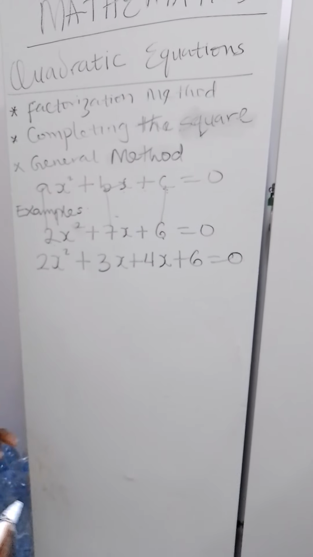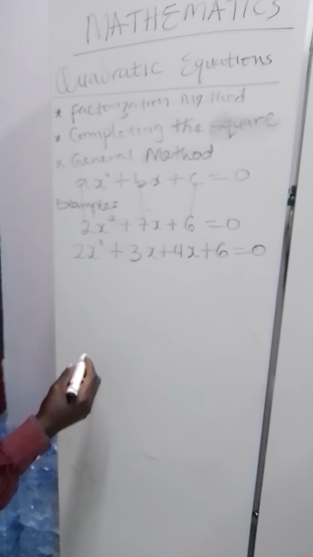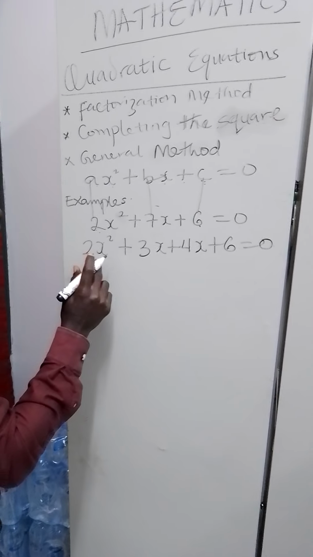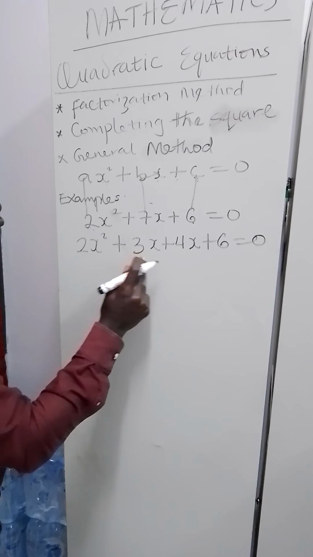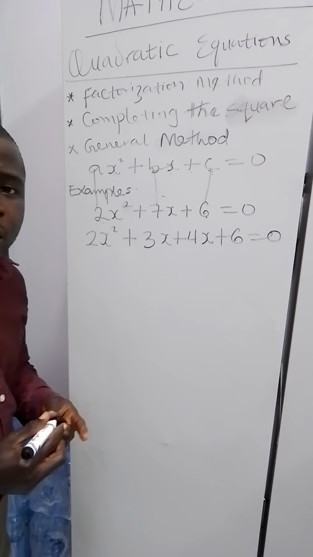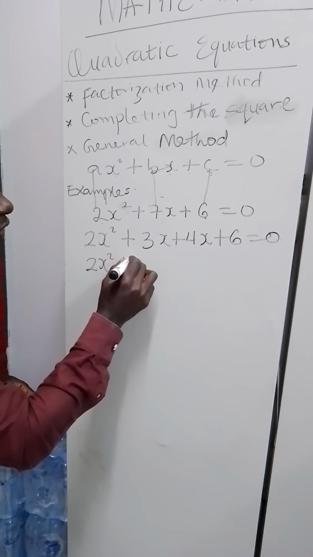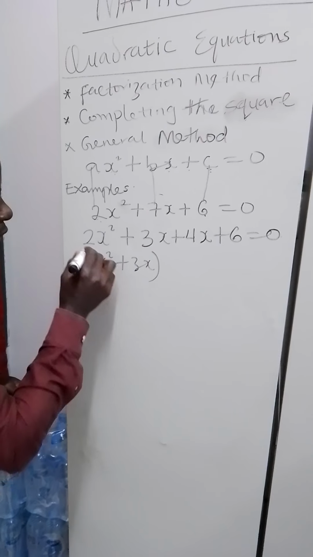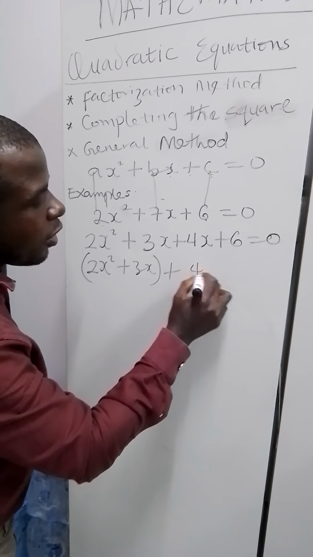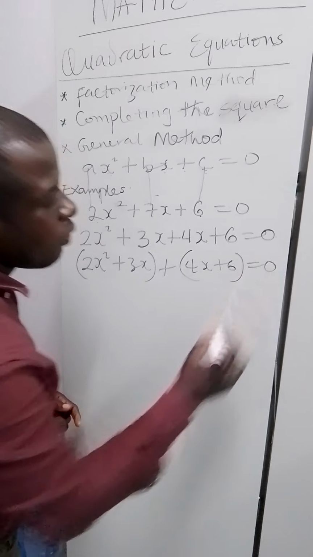Now we are going to the step of factorization. We have actually taken 2 steps. The next step is that we have 4 terms here: 1, 2, 3, 4. We are going to group them 2, 2. So we have 2x squared plus 3x, plus 4x plus 6.